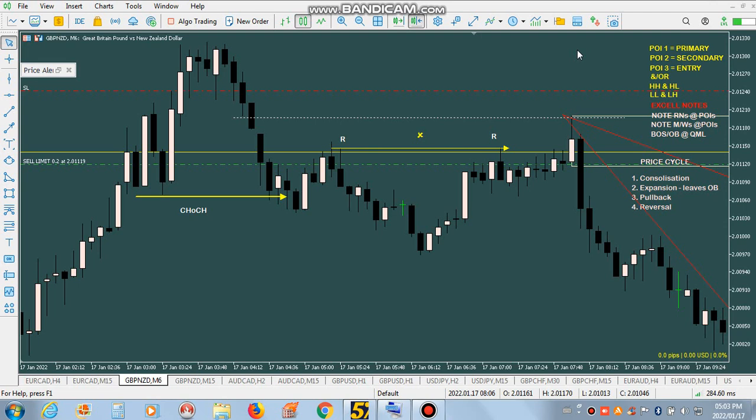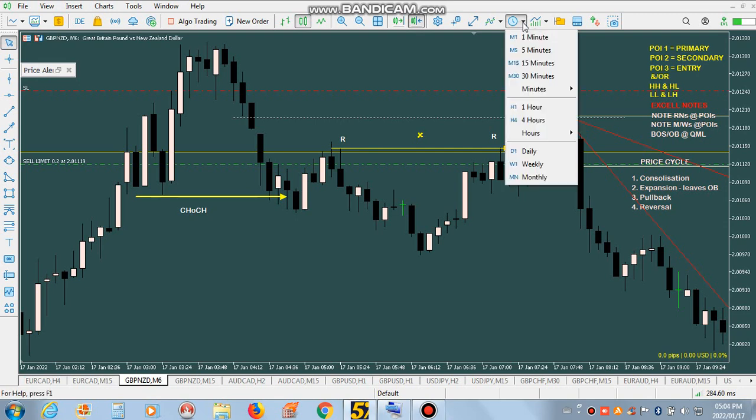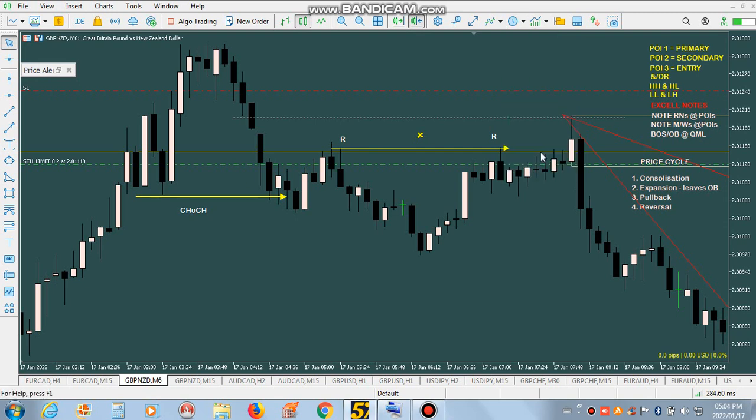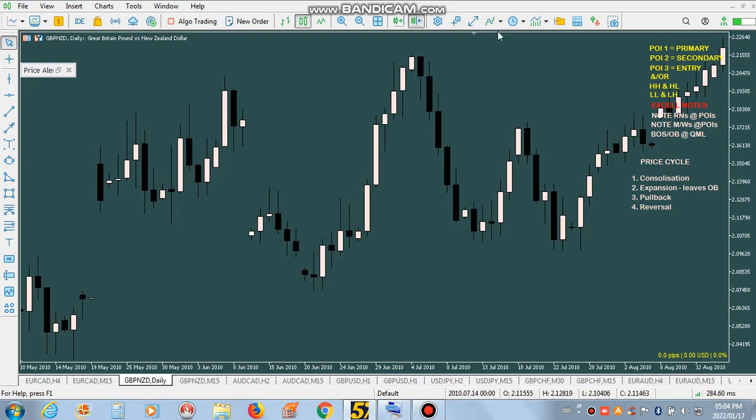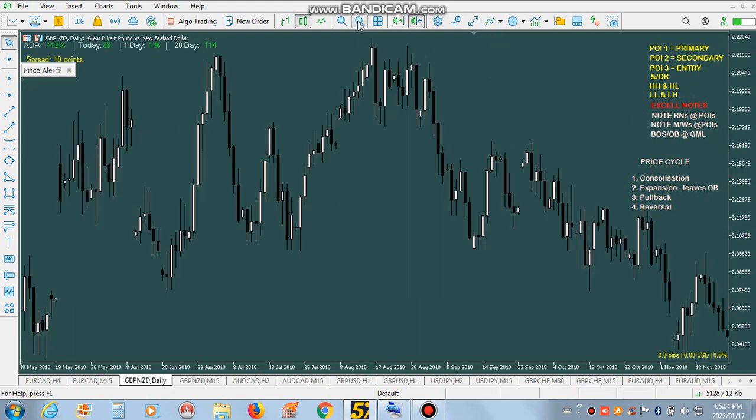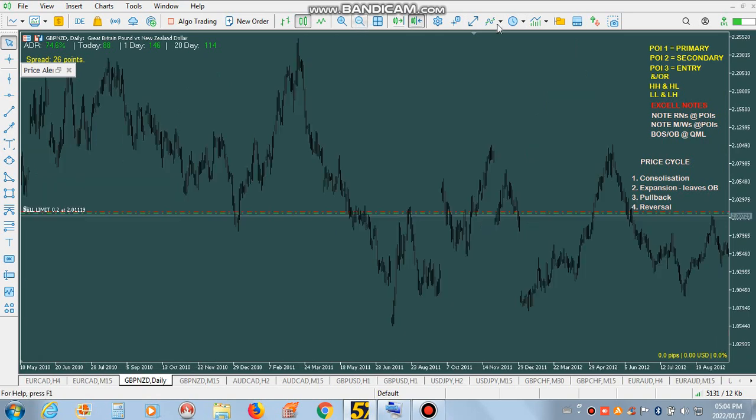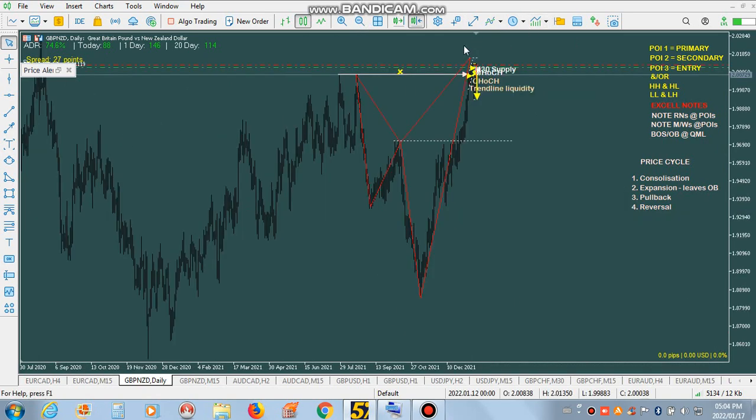Today I want to share with you my analysis on the GBPNZD pair. We're going to start off on the daily chart and see what price action has for us. On our daily chart, this is what we have, and this is what price action is looking like.